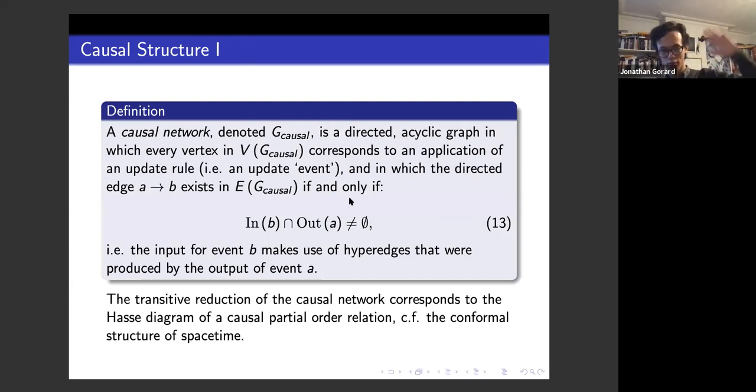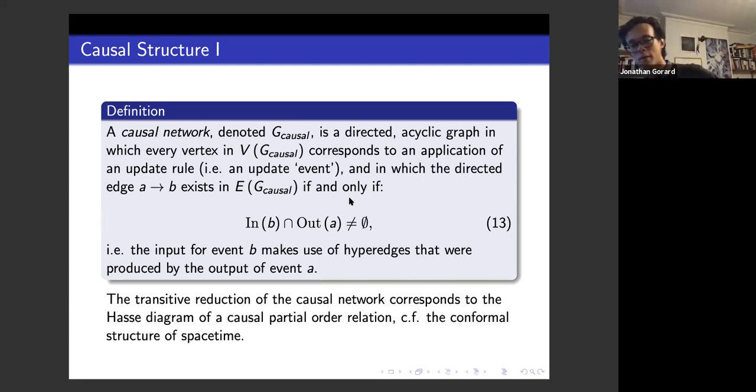In other words, every vertex is a hypergraph transformation, and every directed edge is a causal relationship between those transformations. In the most naive case, the way that we can infer that two updating events are causally related is if the input for one has a non-trivial intersection with the output of another. So if the input for event B makes use of hyperedges that were produced by the output of event A, then more or less by definition, event B couldn't have been applied unless event A had previously been applied. And so we can say that A and B have a causal relationship, that A arrows B in this causal network.